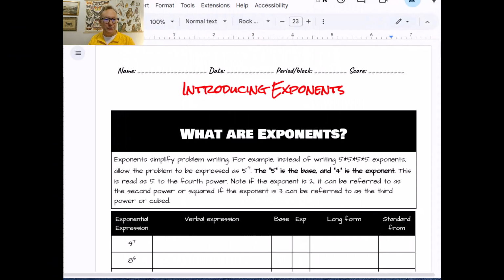Thanks for stopping by our store and checking out our worksheet bundles on Exponents. We've got 3 levels. We've got entry, emerging, and expert. There's a lot to look at, so let's get started.